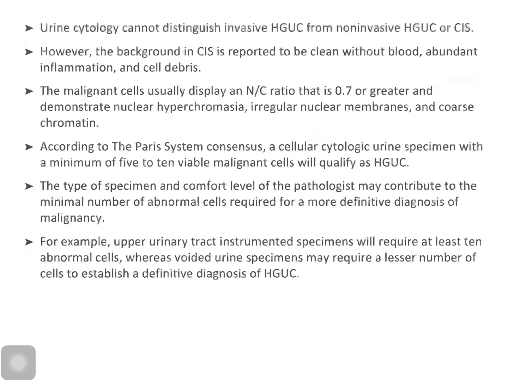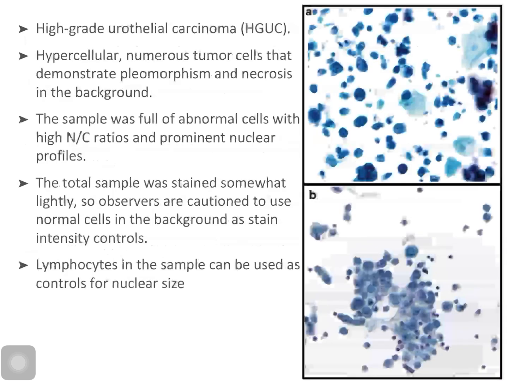The type of specimen and comfort level of the pathologist may contribute to the minimal number of abnormal cells required for a more definitive diagnosis of malignancy. For example, an upper urinary tract instrumented specimen will require at least 10 abnormal cells, whereas a voided urine specimen may require a lesser number of cells to establish a definitive diagnosis of high-grade urothelial carcinoma. Because in the case of a voided urine specimen, apart from the first early morning specimen, the cells do not show so much cellular degeneration.